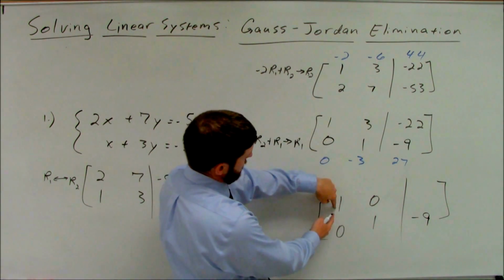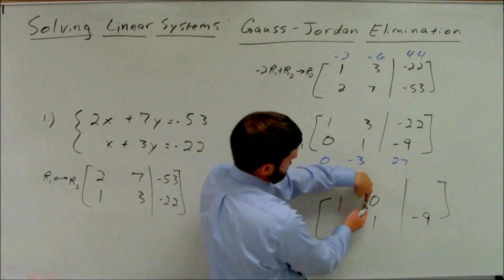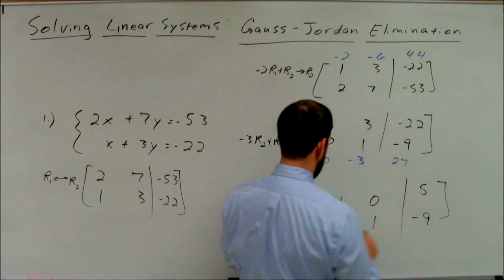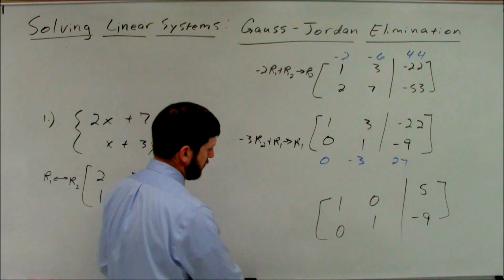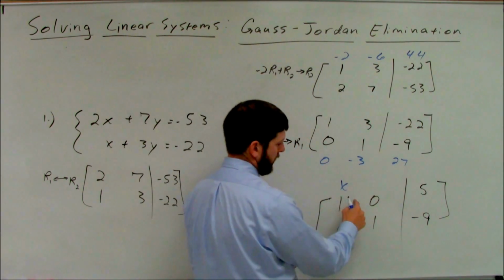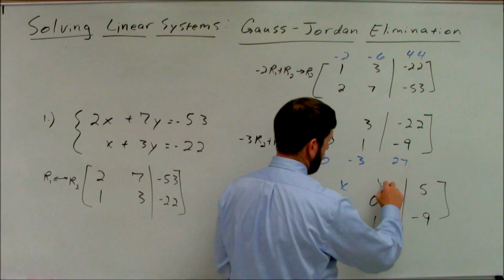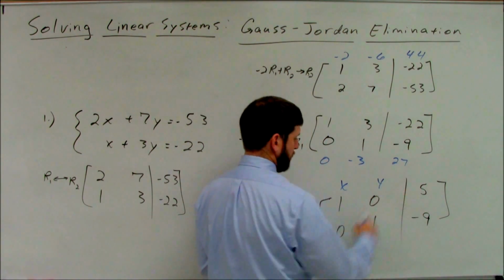0 plus 1 is 1. Negative 3 plus 0 is 0. Negative 2 plus 27 is 5. And remember, like we talked before, 1x equals 5, right? And 1y equals negative 9.